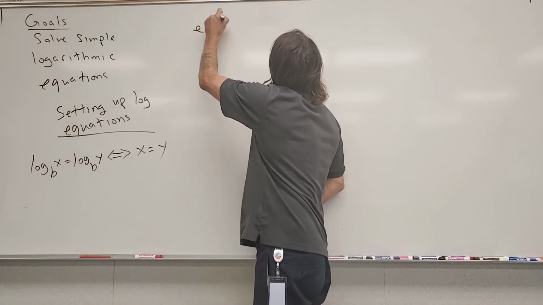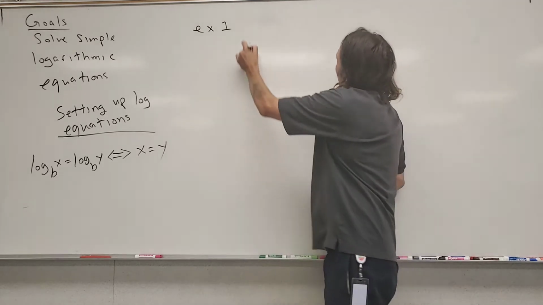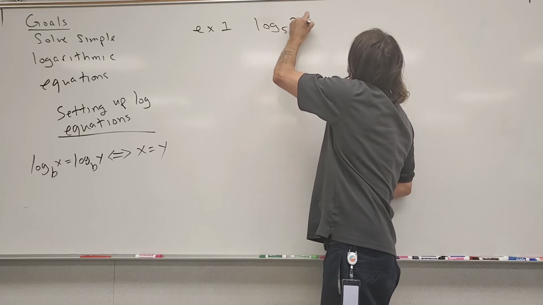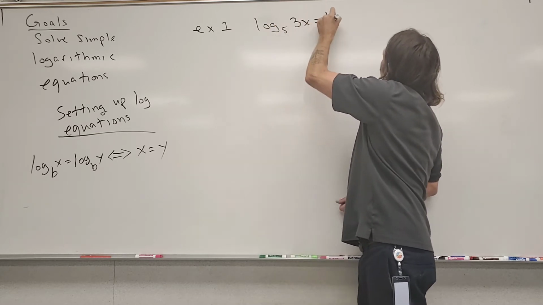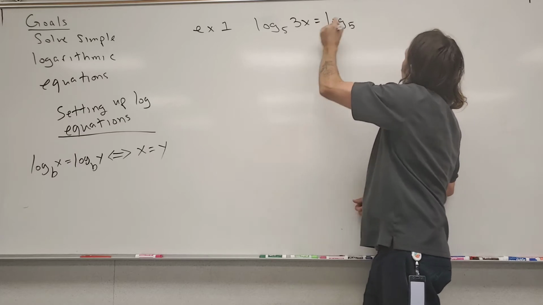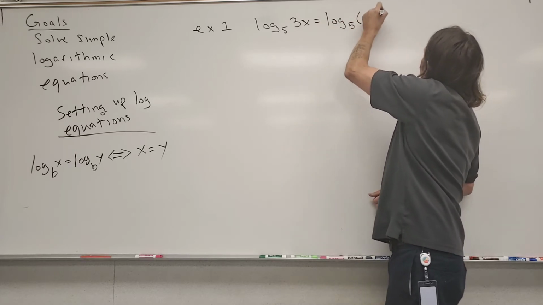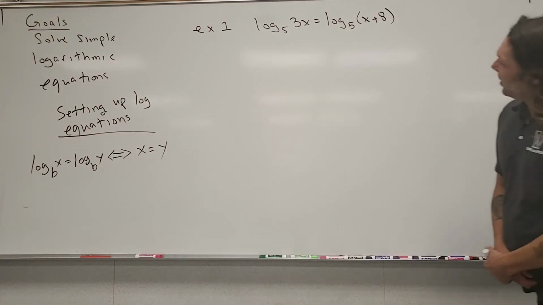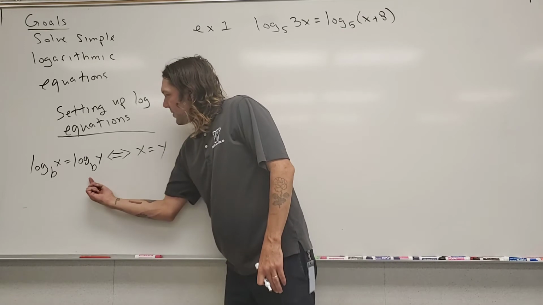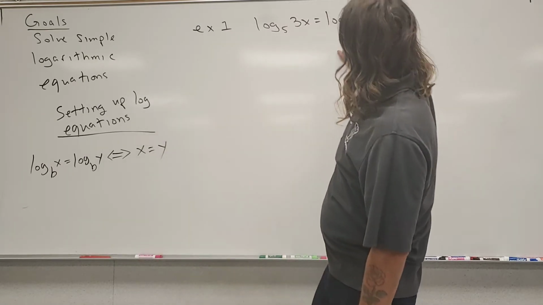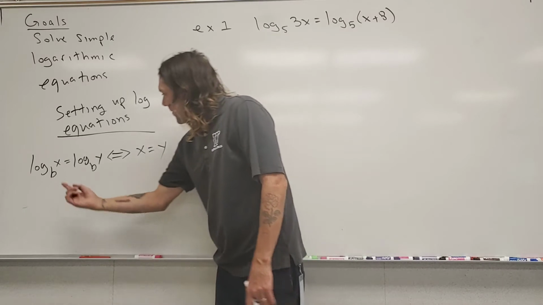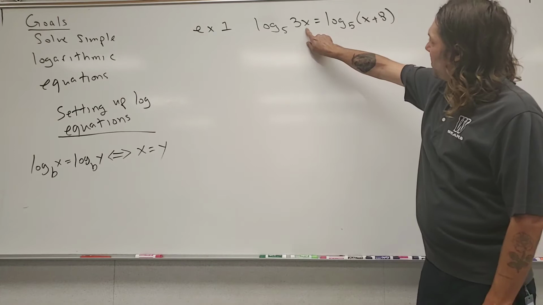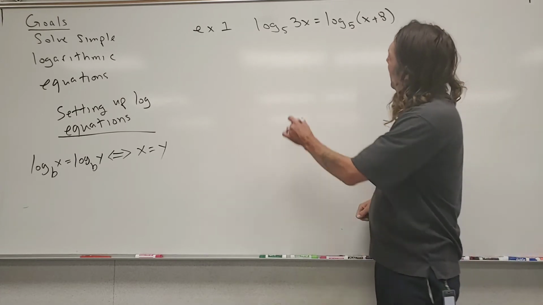Example one, we'll see an equation like log base 5 of 3x equal to log base 5 of x plus 8. Again, we have this situation where we have the same base number. Instead of a b, they're both 5. So what that means is I can set the numbers equal. So this very simply turns into the equation 3x equals x plus 8.